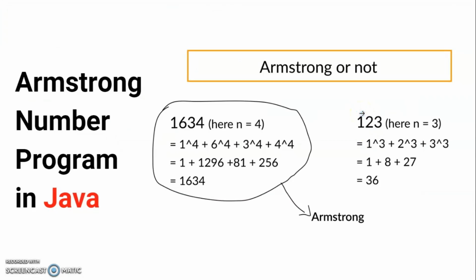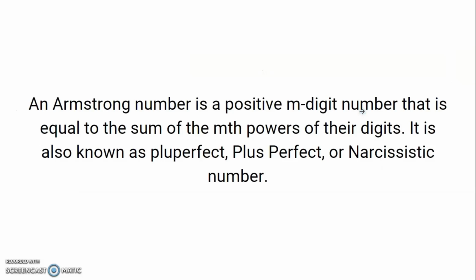Hello everyone, in this video we'll be learning what an Armstrong number is and how to write a Java program for an Armstrong number. First of all, an Armstrong number is a positive m-digit number that is equal to the sum of the mth powers of its digits. It is also known as a pluperfect, plusperfect or narcissistic number.